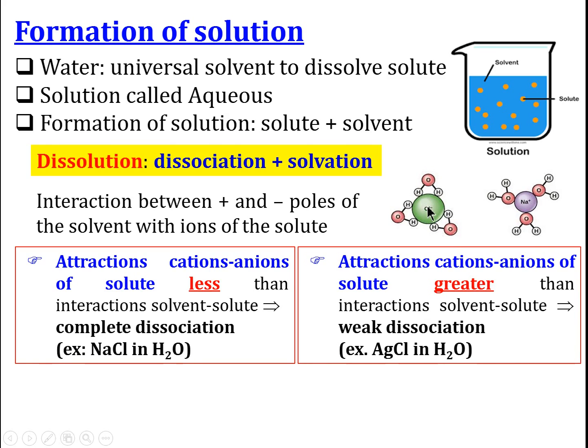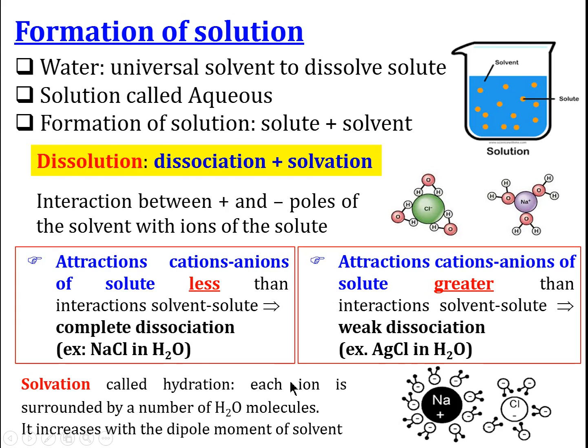Or if the attraction X minus Y plus is greater than the interaction minus solute water plus solute water, in this case, the minus ion, the anion, will be bound to the cation, and we will not have a complete dissociation. We will have, for example, a partial dissociation. For example, AgCl is partially soluble in water.